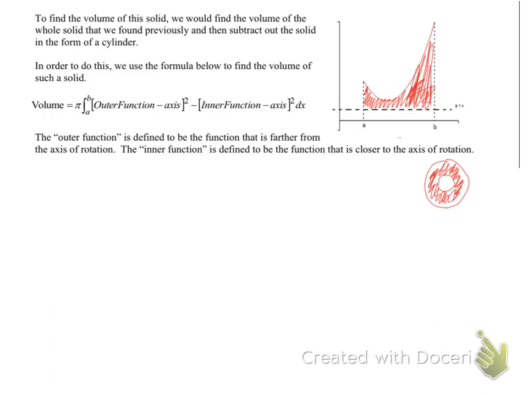So the way that we calculate this is it's the same process. So it's pi, the integral from a to b of the outer function minus the axis squared minus the inner function minus the axis squared. Remember whenever we were finding area between two curves, you take the top function minus the bottom function, and that'll give you the area between two curves. Now you just got to take into account the axis in between each one.